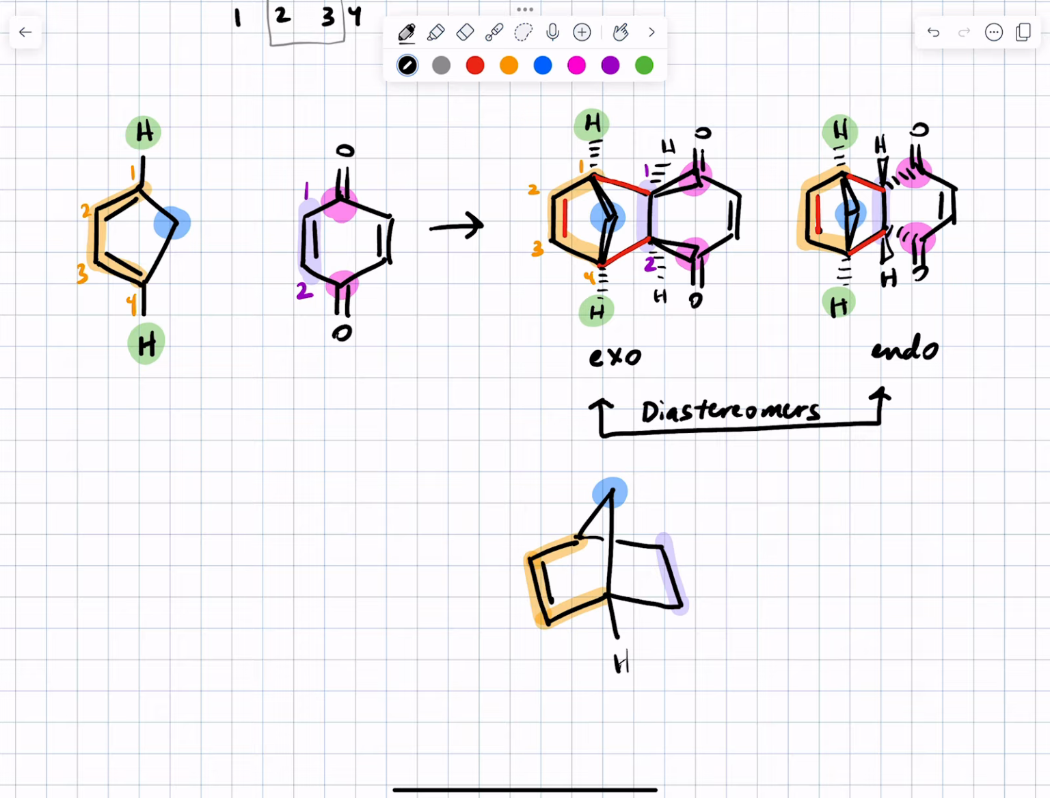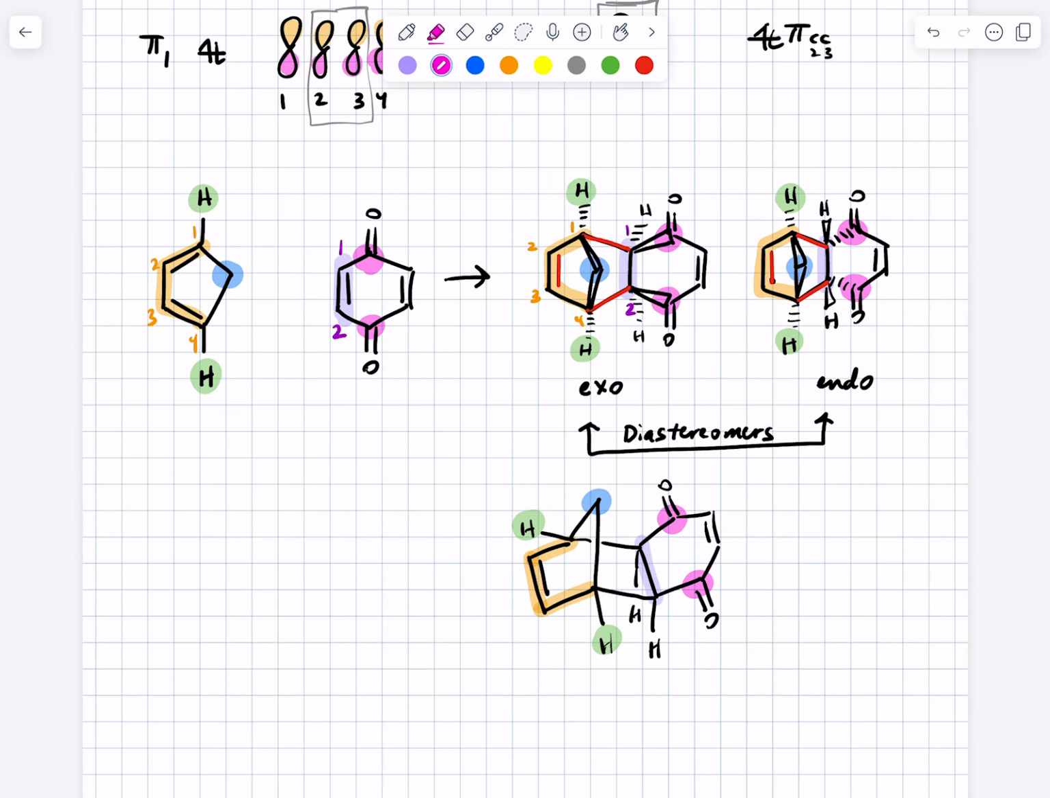Hydrogens, green hydrogens, would be angled downward. And then depending on which isomer you wanted to draw, if we wanted to draw the exo diastereomer, we could sort of do it like this. That's kind of ugly. Sorry. And these are the pink groups. Okay. All right, so endo versus exo is an issue of blue versus pink.